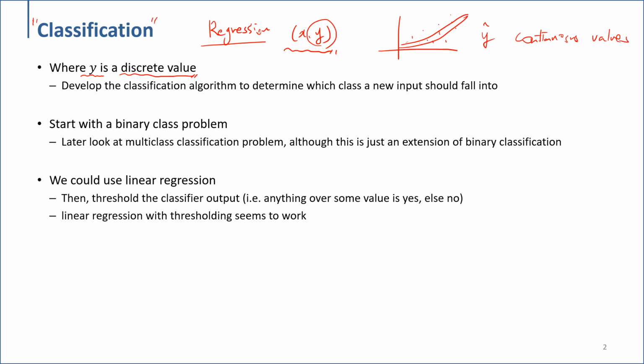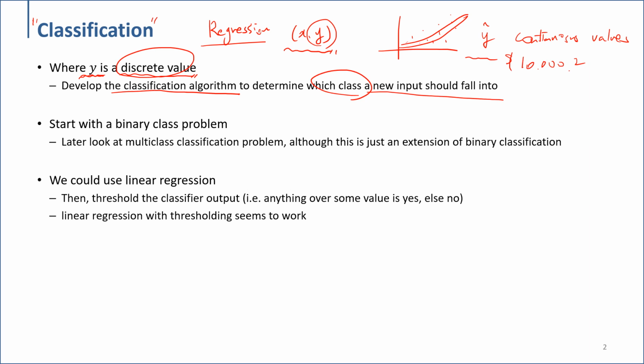So let's say you predict the house price, then the predicted value can be like 10,000.2 dollars. However, in the case of classification, the predicted value should be a discrete value. So it's kind of finding the best classification algorithm to determine which class a new input should fall into.